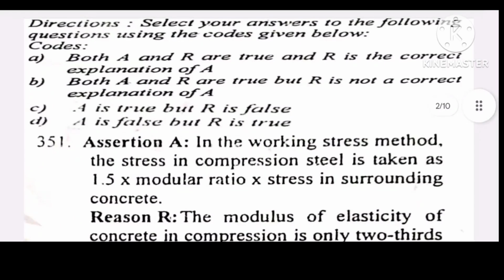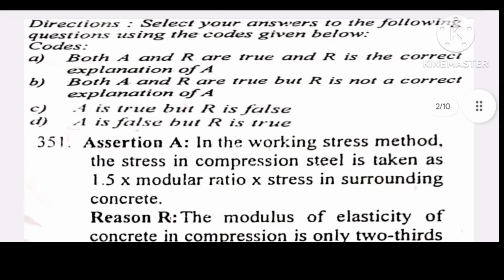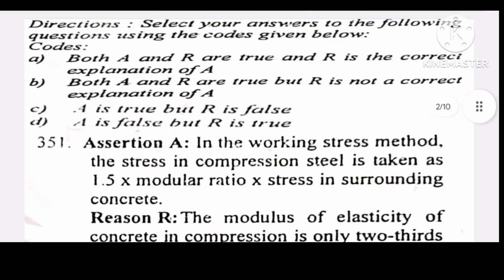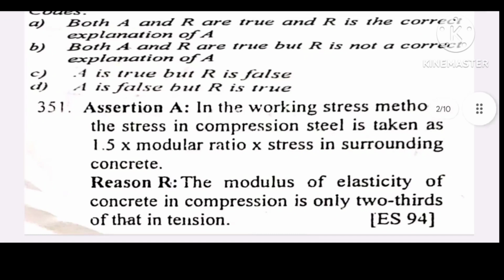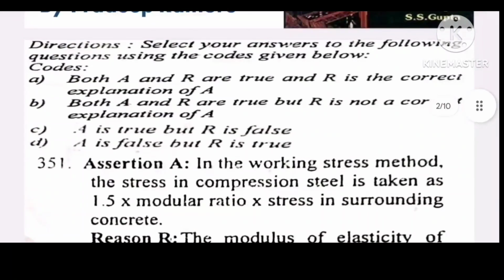First question, here are given 4 options, and an assertion and reason is given. After reading this assertion and reason, find out which statement is correct. Assertion: in the working stress method, the stress in compression steel is taken as 1.5 into modular ratio into stress in surrounding concrete, and the reason is given as the modulus of elasticity of concrete in compression is only 2/3 of that in tension.